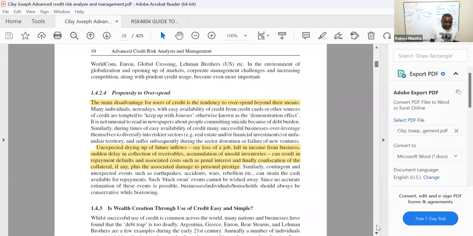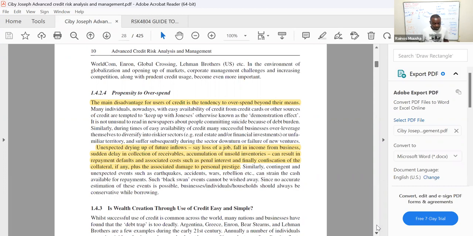So you find that in most cases, when an individual or an organization borrows money, they end up having a propensity to overspend. And sometimes they end up spending that money on unnecessary things. For example, a company borrows money and then starts organizing Christmas parties, Easter parties, and all those other things, when they are supposed to be using that money to generate more money. So the other disadvantage of accessing credit is that the borrower has a propensity to overspend, and sometimes ends up spending on unnecessary expenses as well.